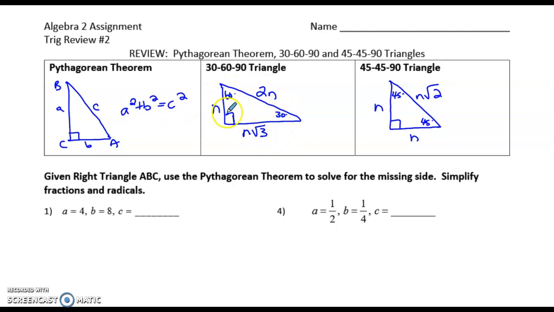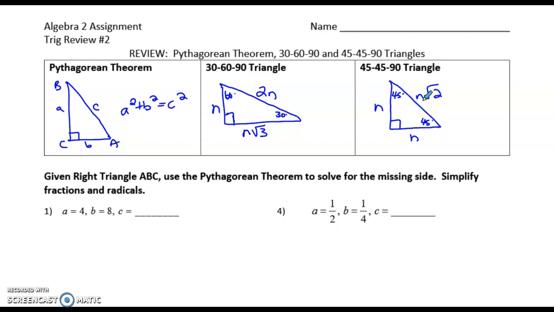30, 60, 90 triangle, your short leg is n, hypotenuse is twice as long, so we can call it 2n. Long leg is square root of 3 times as long as the short leg. And the 45, 45, 90, this is half of a square, so your side lengths are equal. The hypotenuse is a side times square root of 2. So a leg times square root of 2.